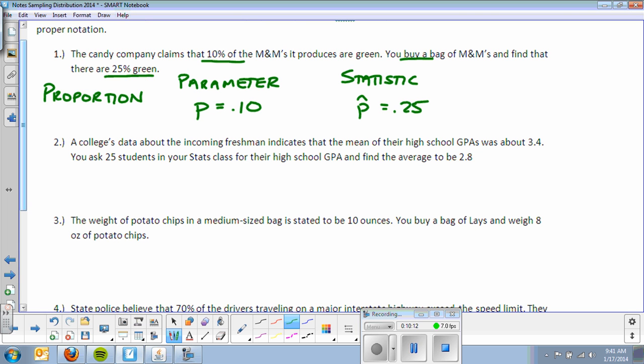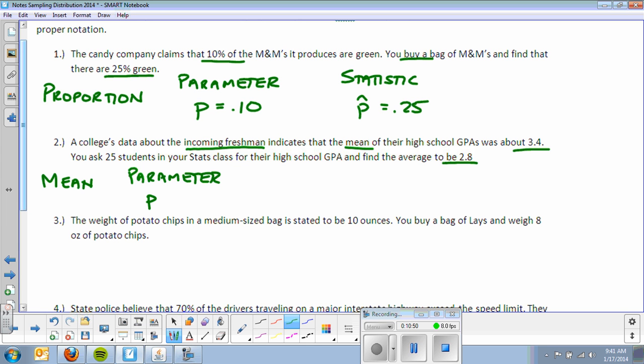Now, next problem. A college's data about the incoming freshmen indicates that the mean, that's a hint, of their high school GPA was about 3.4. You ask 25 students in your stat class for their high school GPA and find the average to be 2.8. So this is a mean problem. We are dealing with quantitative data, and the numbers are 3.4 and 2.8. 3.4 is a population of all incoming freshmen.